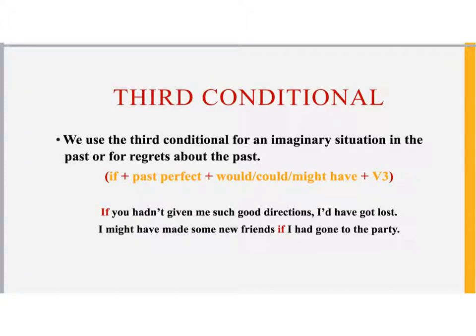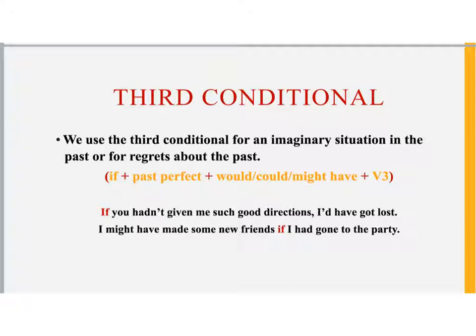Okay, the last one. We use the third conditional for an imaginary situation in the past or for regrets about the past. For example, you can say, if you hadn't given me such good directions, I'd have got lost. Here, it means I didn't know the way, and thanks to you that you gave me the directions and they were really very helpful. So I say, if you hadn't given me such good directions, I'd have got lost.